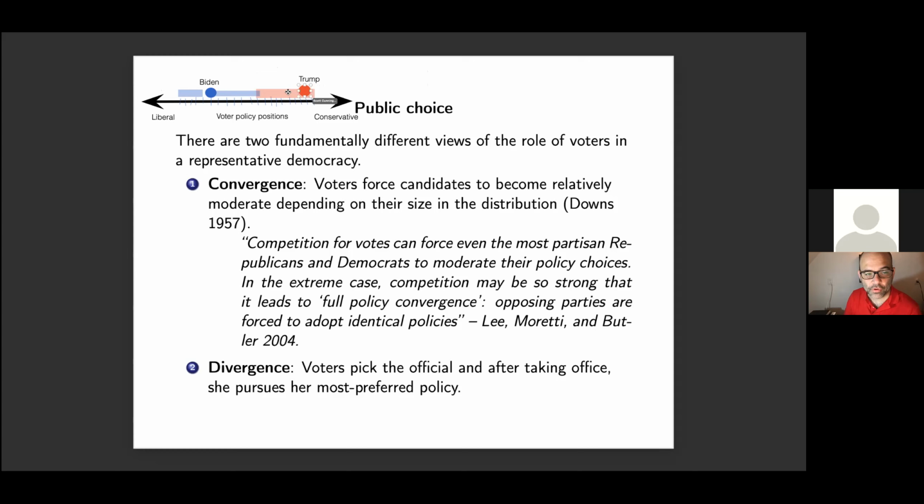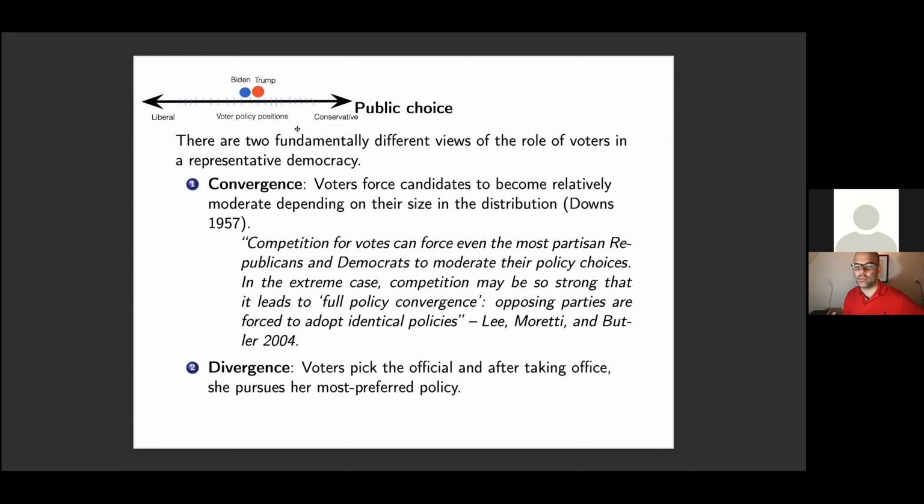He's going to move. In this process of moving, I'm going to get rid of these red things. So this process of moving continues until they're holding the same views. Okay, and that's called convergence.